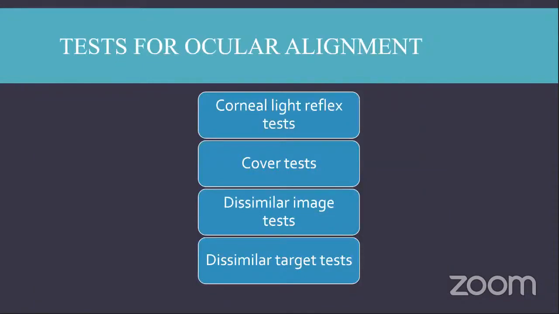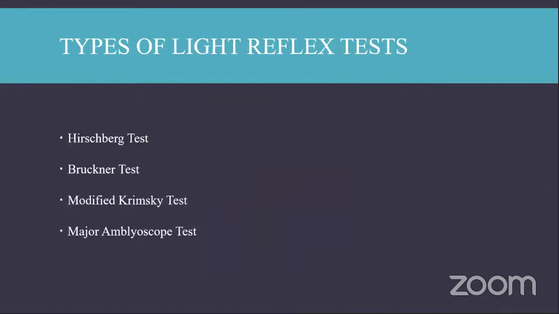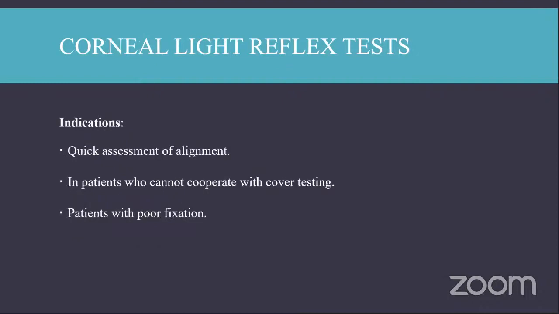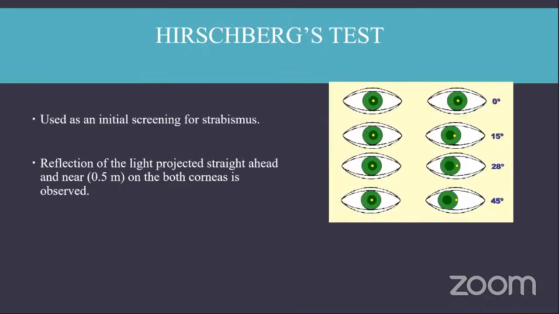They are the corneal light reflex test, cover test, dissimilar image test, and dissimilar target test. Of this, the first 2 are of importance, and that will be dealt in detail. Coming to corneal light reflex test, HIRSCHBERG test, Bruckner test, modified KRIMSKY's test, and tests based on synaptophores can be used. And of this, HIRSCHBERG test is the commonly used test for quick assessment of alignment, and it is useful in all who cannot cooperate for cover tests and also having poor central fixation.